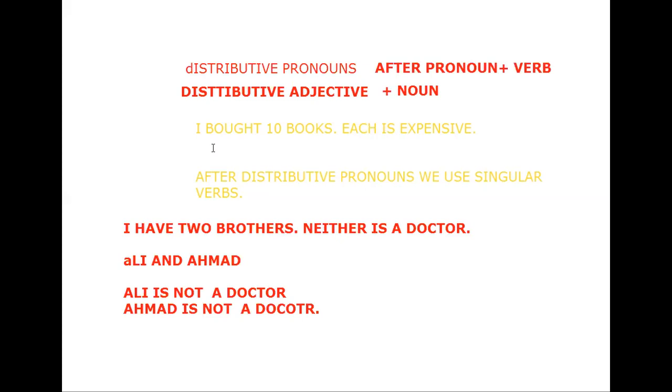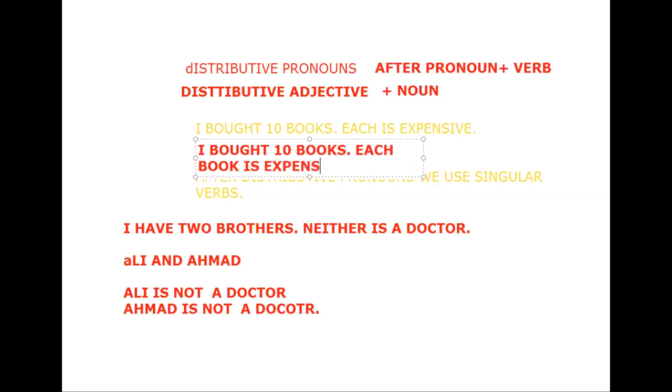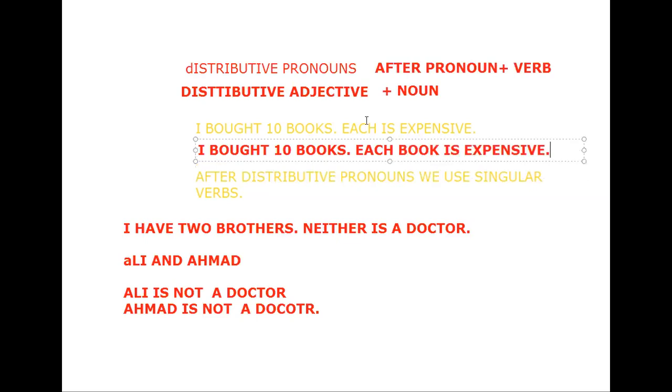But if I want to write another example here, and what I want to say, I bought 10 books. Clear? Each book is expensive. Each book is expensive. In this case, can you see? Each, we have used word. Clear? Each is expensive. No word is used.